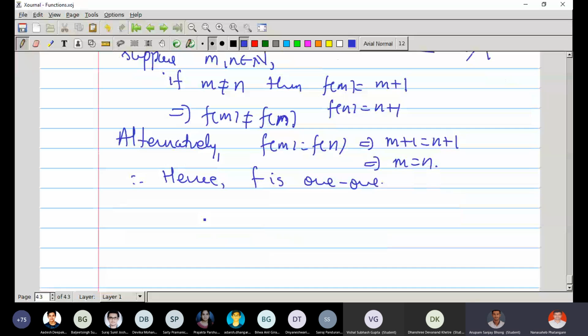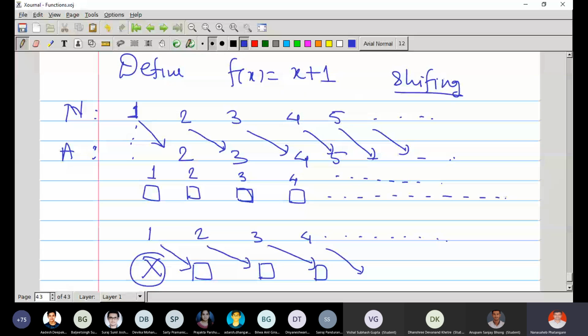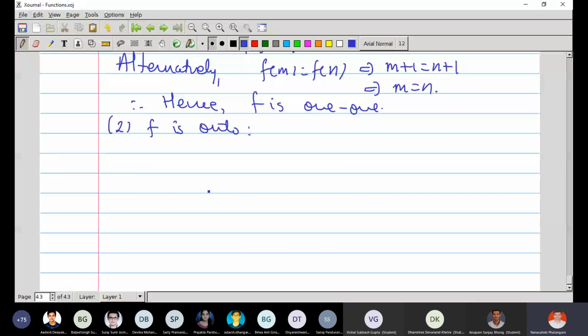Now why is f onto? Let us go back to our process. What we want to prove is: for every element in the codomain, can we produce a pre-image? For example, what is the pre-image of 4? 3. What is the pre-image of 10? 9. So in general, what is the pre-image of m? m minus 1. Since m belongs to A, there exists n, which is equal to m minus 1, in the natural numbers.